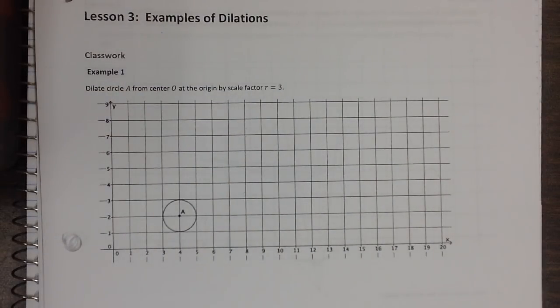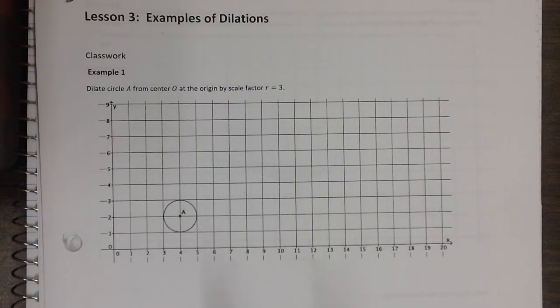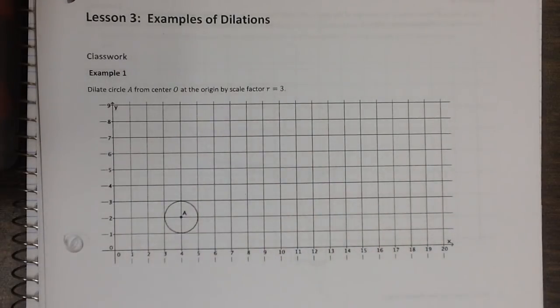Okay, so lesson 3, examples of dilations. So now we're going to actually work with dilations and make them on a coordinate grid or on blank paper, similar to what we did in lesson 2. So we're starting with this circle here, and I want you to think about how many points you would need to dilate this circle by the scale factor of 3.